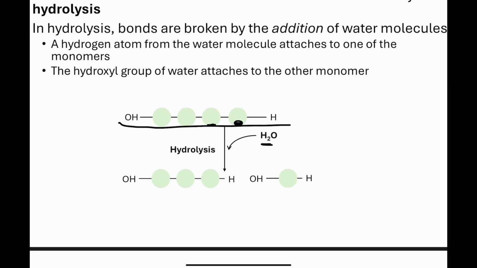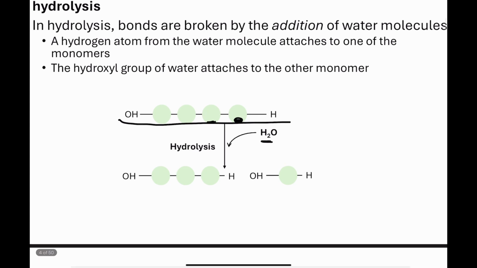And once they attach, the bond is broken, which is why we see a polymer and a monomer. And this happened because of the addition of water. Because a hydrogen atom from a neighboring water molecule attached to one of its monomers, and the hydroxyl group of that water molecule attached to another monomer. And because it attached, it broke our polymer down into a polymer and a monomer.